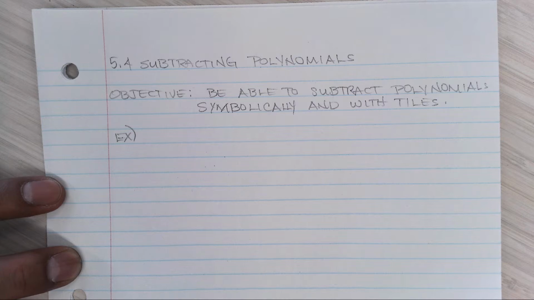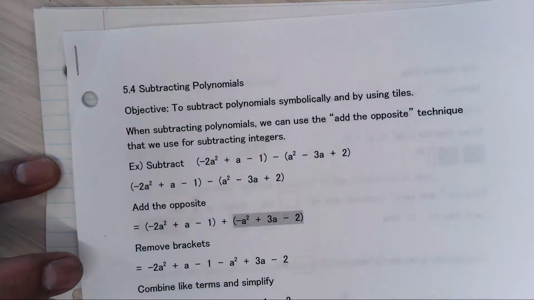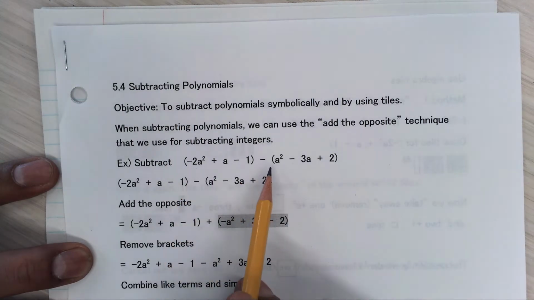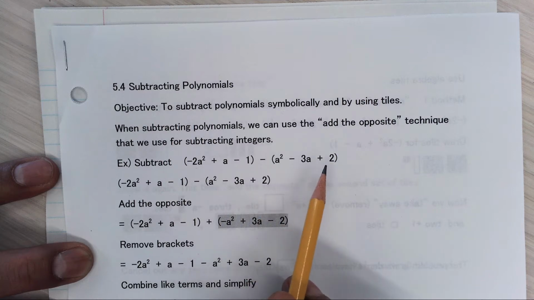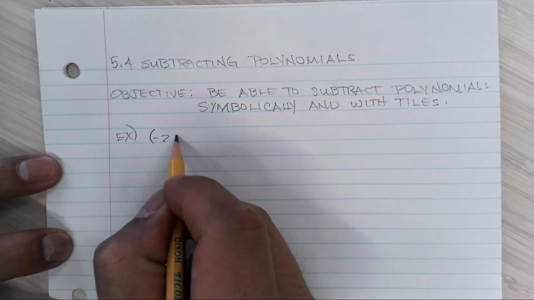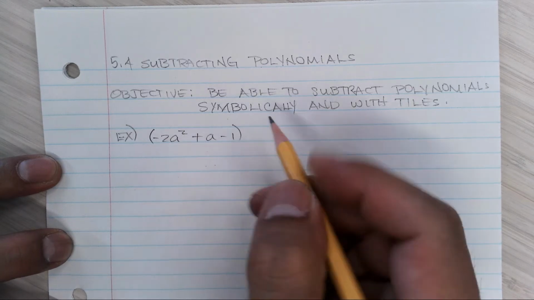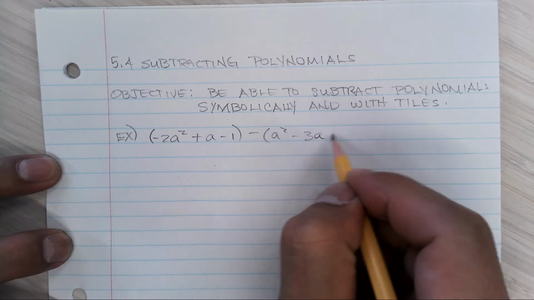Okay, so here we go. This is the example that I gave you in the notes. Maybe I'll show it to you, and then I'll write it down after. So these are the polynomials I'm going to do: negative 2a squared plus a minus 1 minus a squared minus 3a plus 2. Let's duplicate that and put it in brackets: (negative 2a squared plus a minus 1) minus (a squared minus 3a plus 2).